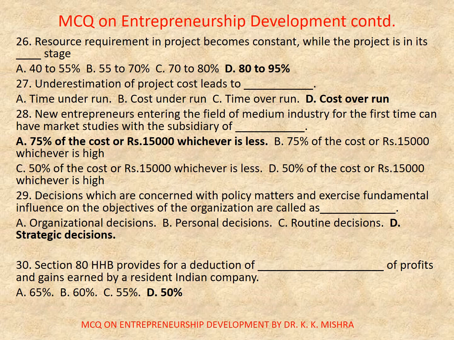29. Decisions which are concerned with the policy matters and exercise fundamental influence on the objectives of the organization is called as dash A, organizational decisions, B, personal decisions, C, routine decisions, D, strategic decisions. So here correct option is D, strategic decisions. Question number 30. This is the last question of this video tutorial. Section 80 HHB provides for a deduction of dash of profits and gains earned by a resident Indian company. So correct option is here D, 50%.